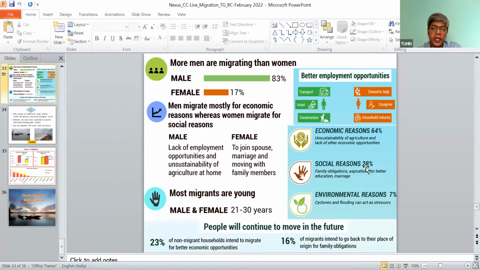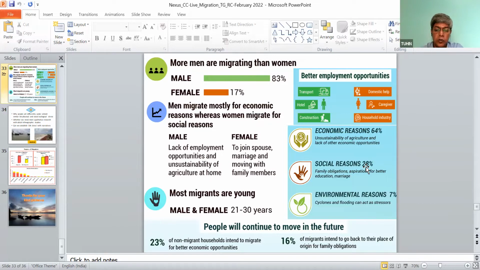More men are migrating than women, 83% and 17%. That's the overall survey result. For better employment opportunity, mostly, they are mentioning. Economic reasons are 64%, social reasons 28%, and environmental reasons are very few. Most migrants are young, male and female, aged 21 to 30 and 31 to 40.